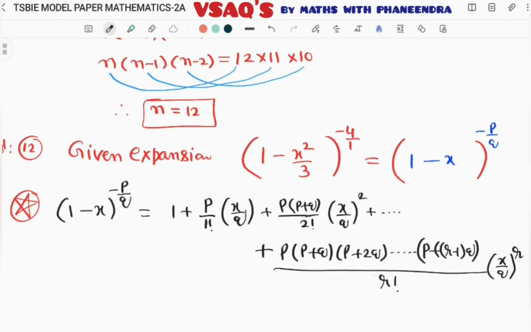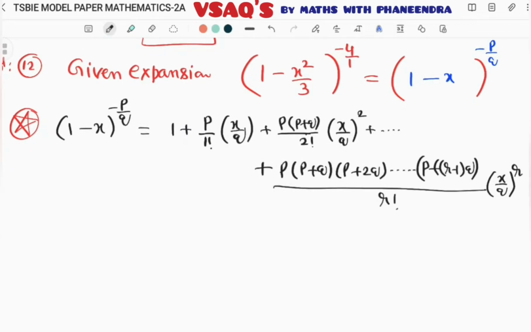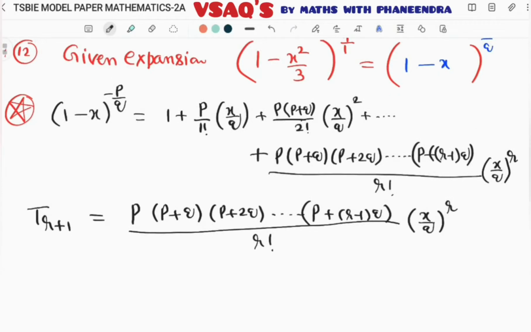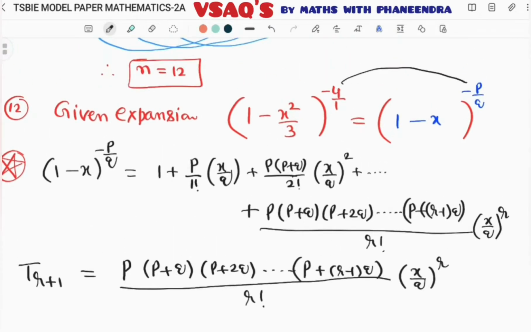This term is called the general term. So they are asking to calculate the value of the seventh term. Here I am writing T r plus 1 of this expansion 1 minus x whole power minus p by q, which is p into p plus q into p plus 2q and so on, p plus r minus 1 into q by r factorial into x by q whole power r. See here, what is p, what is q, we need to learn. So this is p, this is q.